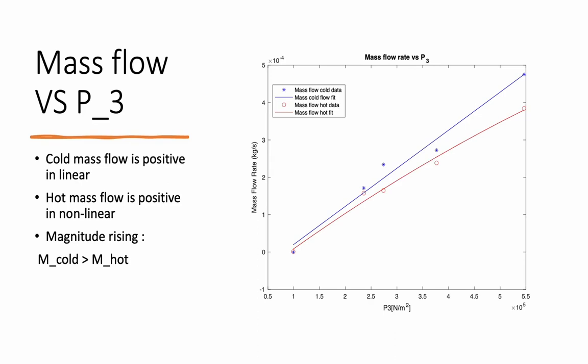This slide shows the mass flow data of cold air and hot air. Both mass flows increase as the pressure increases, but only the mass flow of cold air increases linearly and the mass flow of hot air does not. The magnitude of the rise in mass flow of cold air is bigger than that of hot air. In the previous slide, the magnitude of the change in temperature of hot air was bigger than cold air, so the magnitude of Q from hot air and cold air would be close.